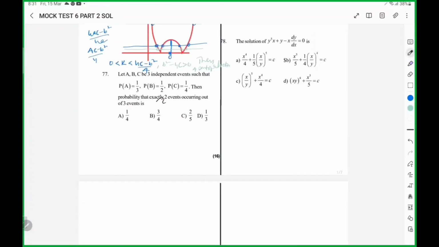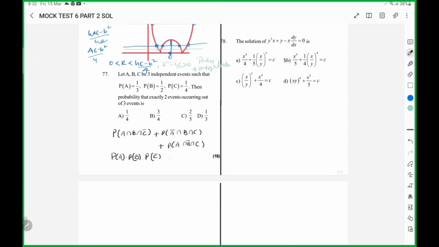Here, the probability that exactly 2 events occur: A, B occur and C does not occur; A does not occur, B and C occur; A, C occur and B does not occur. So they are independent events.